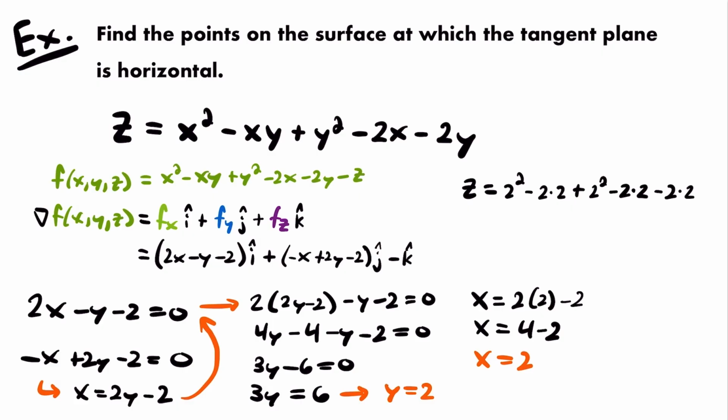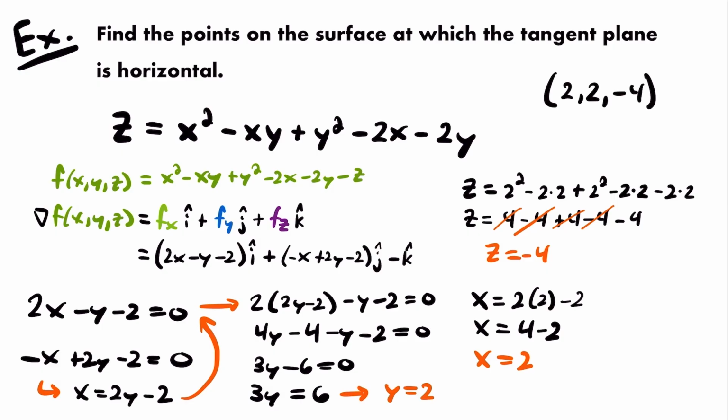which is 2. So a lot of 2's here, giving us that z is equal to 4 minus 4 plus 4 minus 4 minus 4. Okay, so this 4 and this negative 4 cancel out, this 4 and this negative 4 cancel out, just leaving you with z is equal to negative 4. So altogether, the only point on this surface where the tangent plane is horizontal is the point (2, 2, negative 4). That is the answer to this problem.